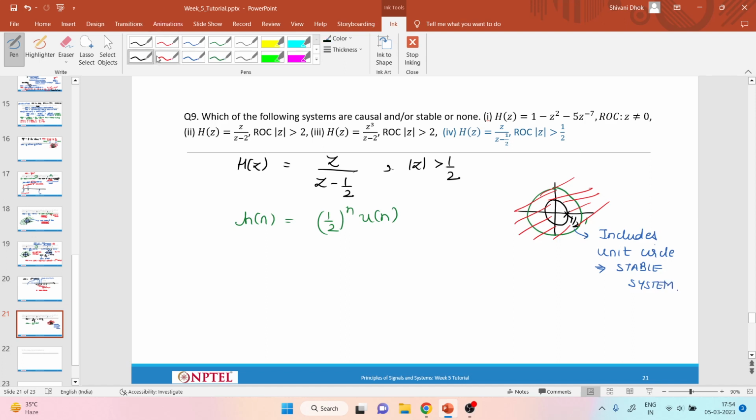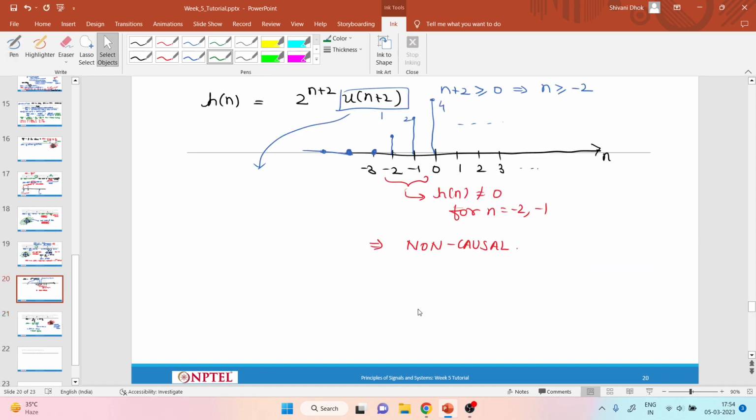Now again, this unit step function which is arising here makes u of n equal to 0 for all n less than 0, which implies that h of n is equal to 0 for all n less than 0, which means that it is a causal system. So generally, any function multiplied by the unit step function u of n makes it causal.